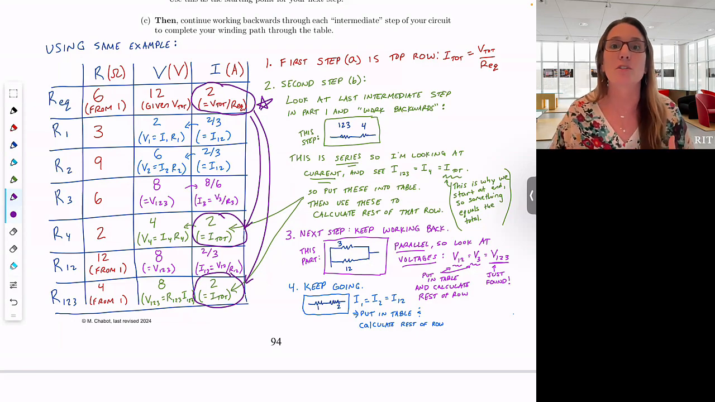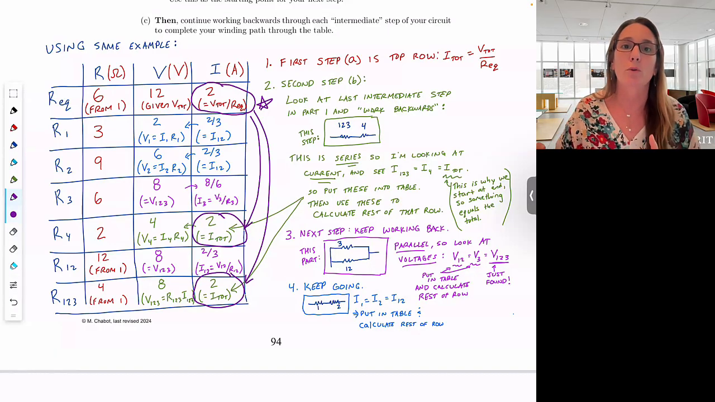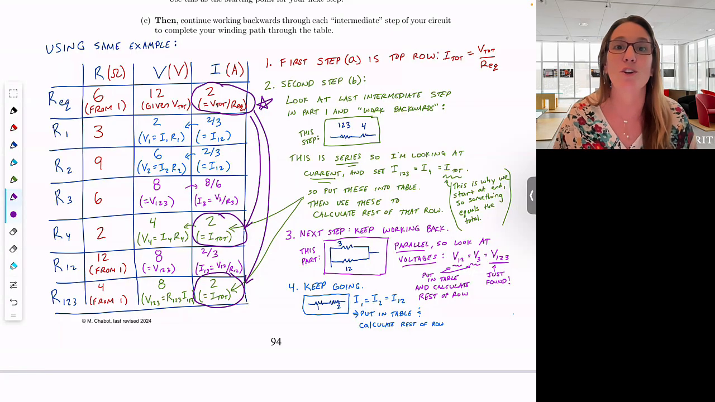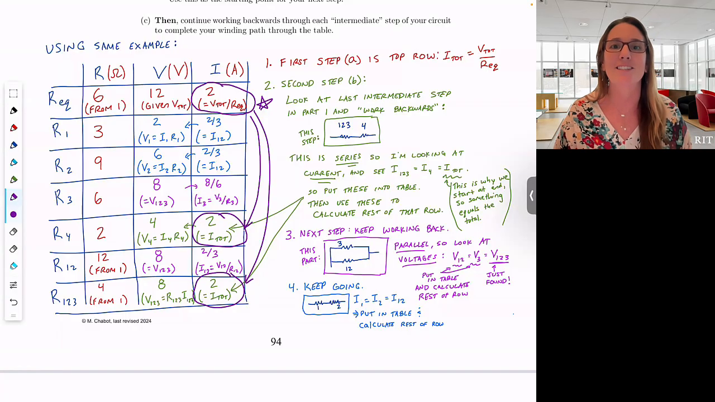So a lot of times it's just that first starting step where you're picking between mapping the voltage or the current, and you have to decide, was that last step series or parallel? And so I have these two different examples where we worked through one where the last step was parallel, and then this example is one where it was series. So hopefully this gives you everything you need to navigate using Ohm's law to analyze our resistive circuits.